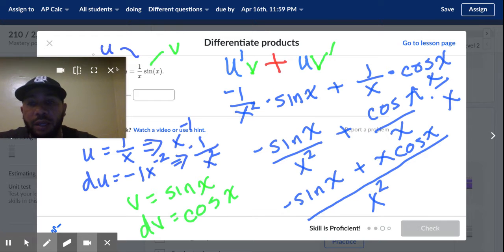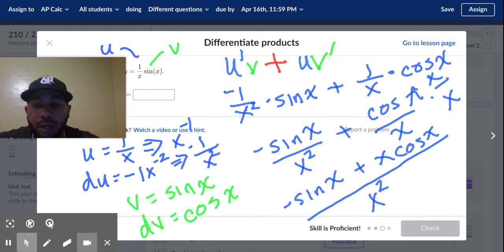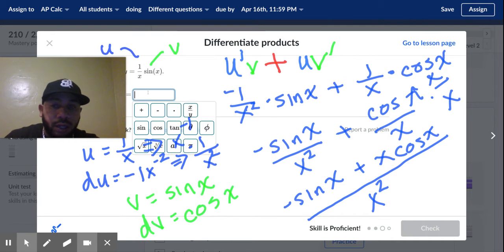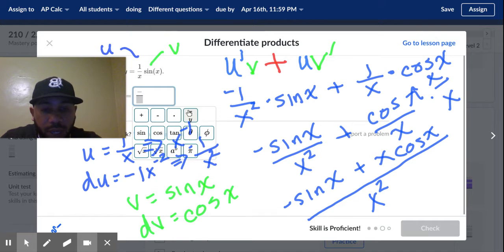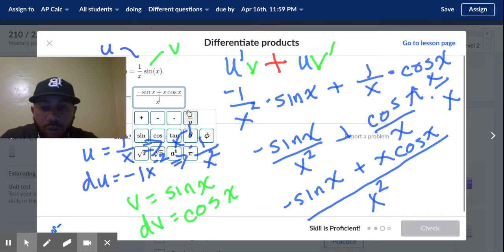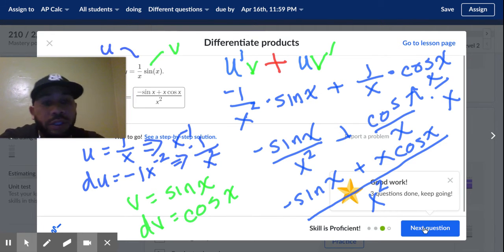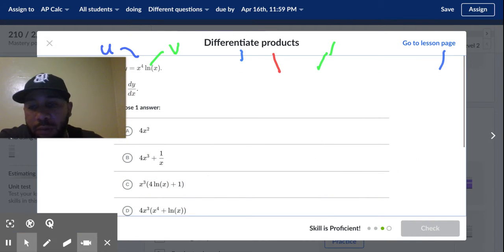I'm going to go ahead and type that in as the derivative, because that is my slope, my dy/dx. Let's see if we're right. So let's make a little fraction with that: negative sine x plus x cosine x over x squared. Let's see if we got it. And we got it. So easy money. A little bit of calculus for you, but it's nothing really. It's not too hard. You just got to remember your rules.